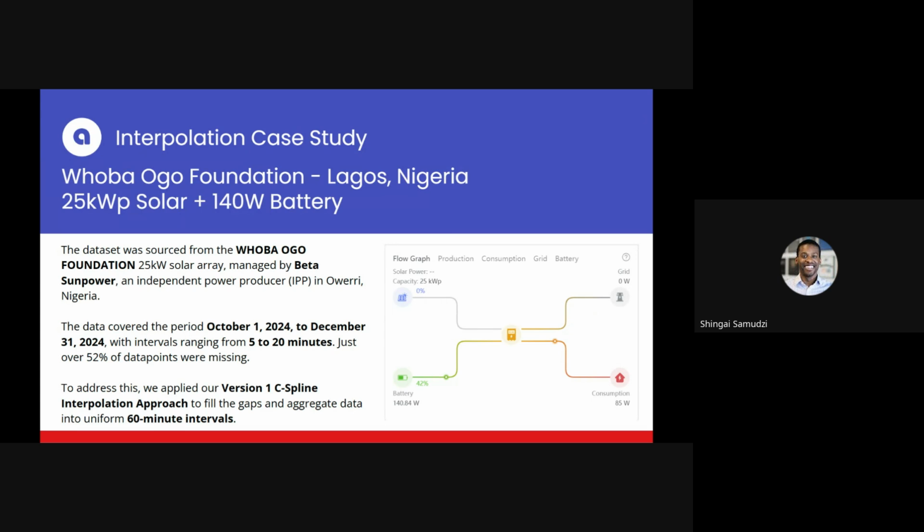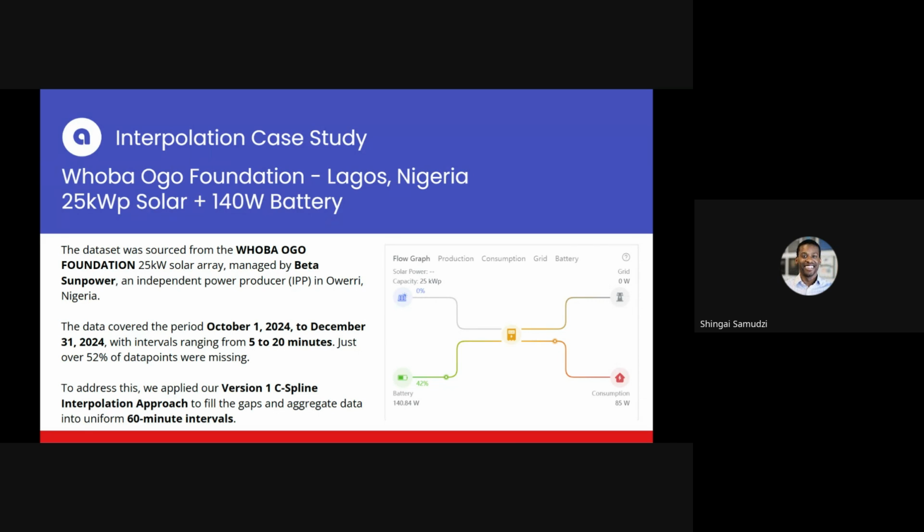And so what we did for them was we looked at a period from October 1st to December 31st of last year, 2024. So we looked at a 3-month period. And we looked at intervals. I think this particular inverter was a SolarMan inverter. And so they had intervals that ranged from 5 to 20 minutes. And notice that the intervals in the data set were not consistent. So they were not consistently 5 minutes. There were some intervals that were 5 minutes, some were 13, all the way up to 20 minutes was the biggest interval.